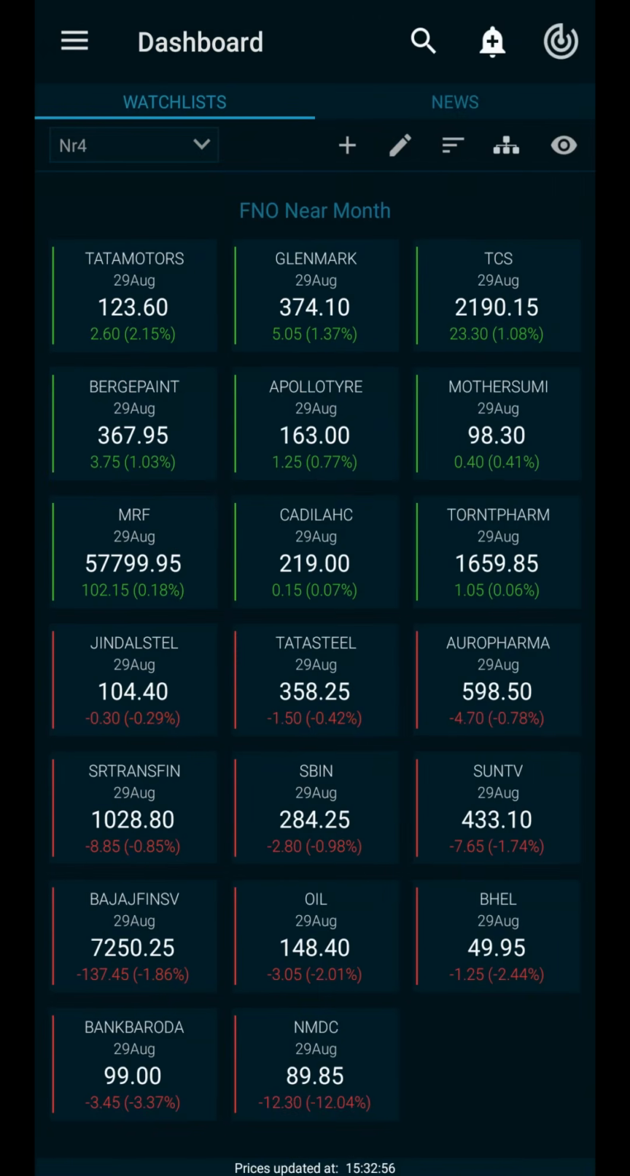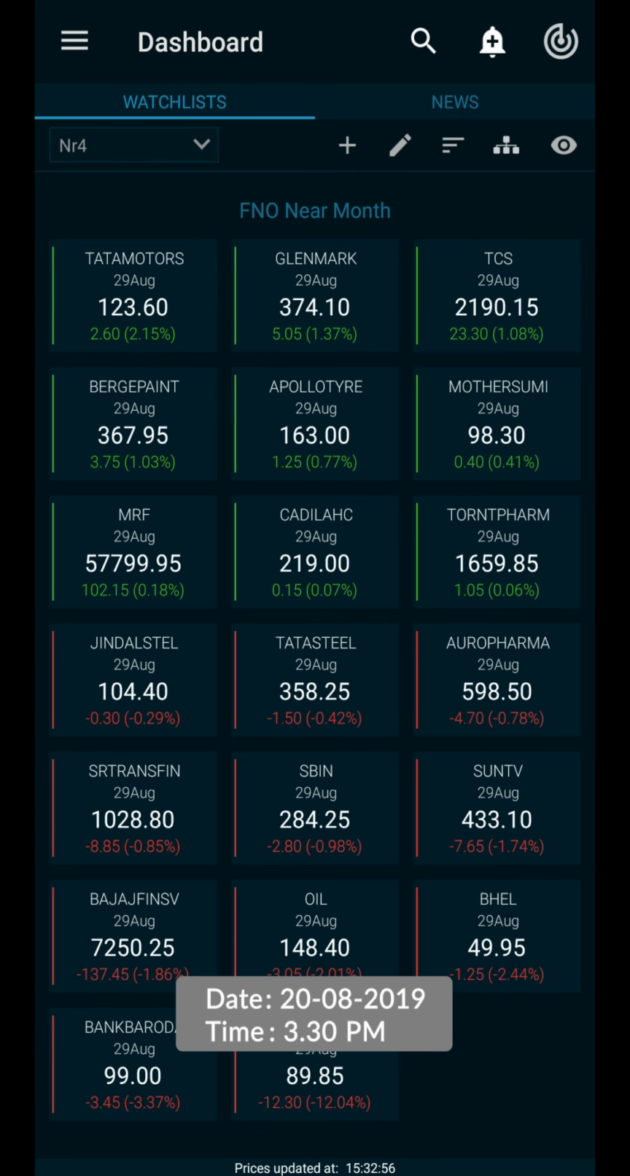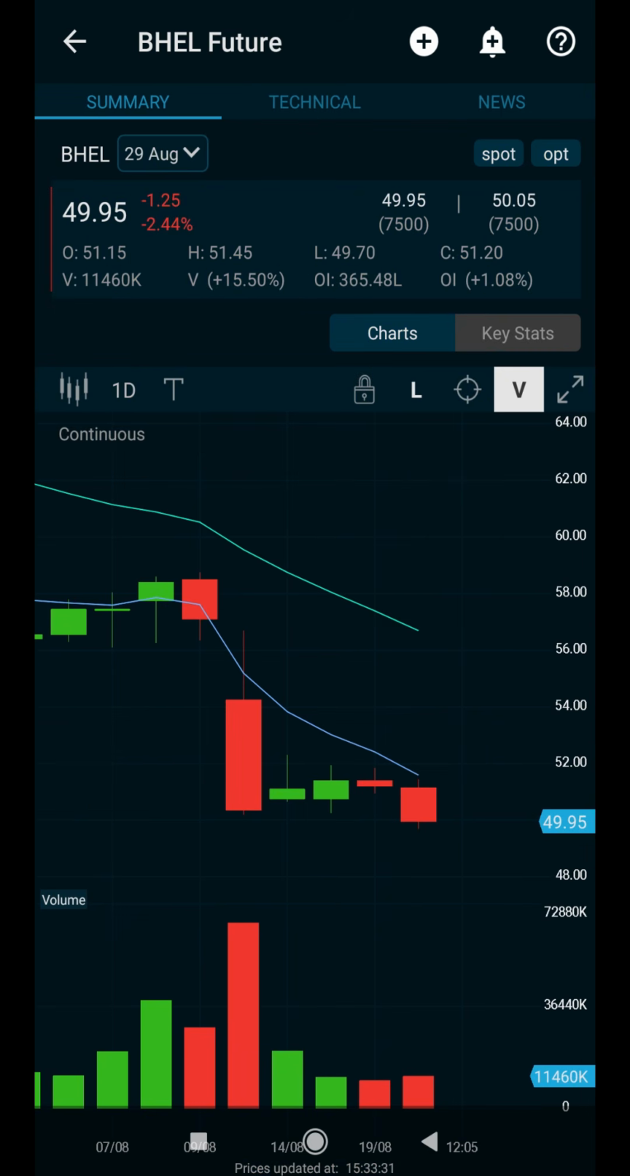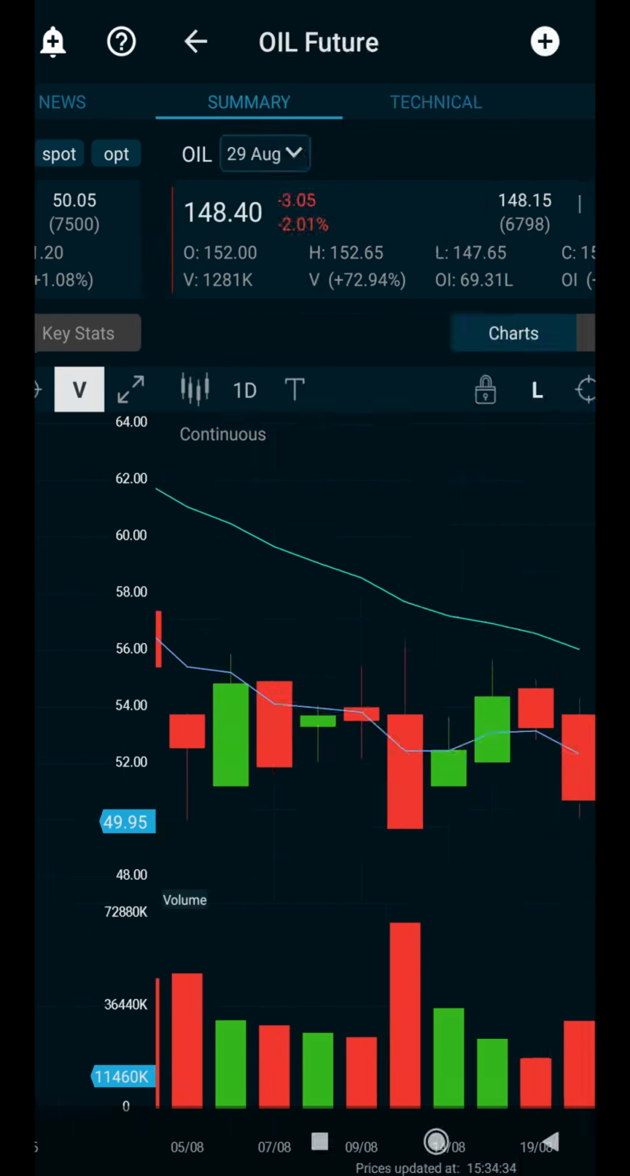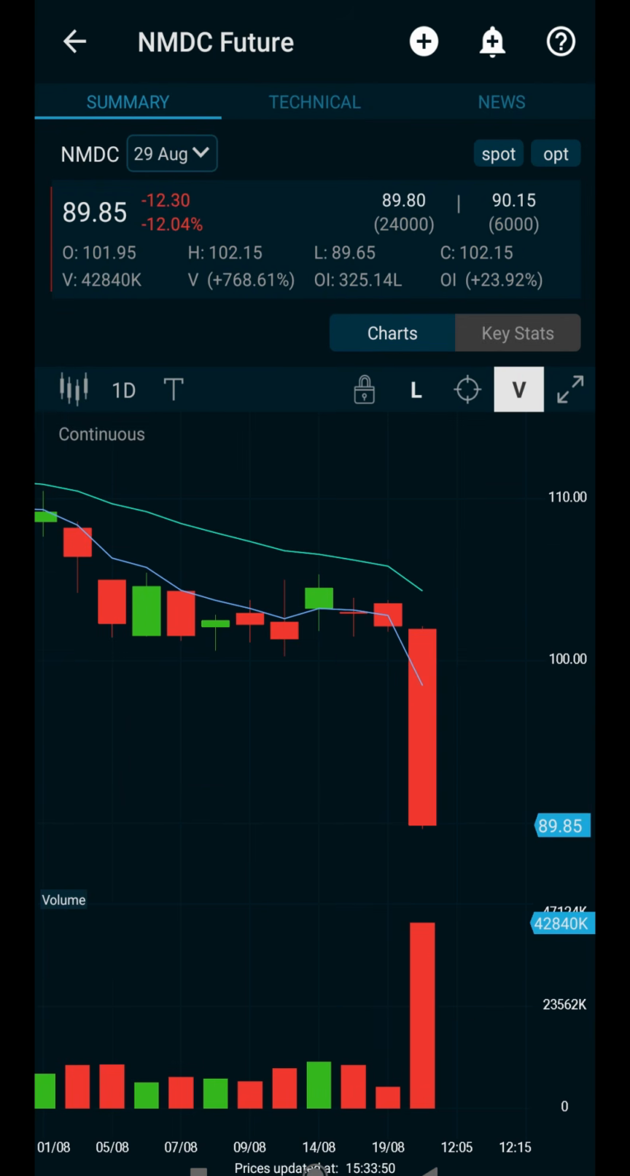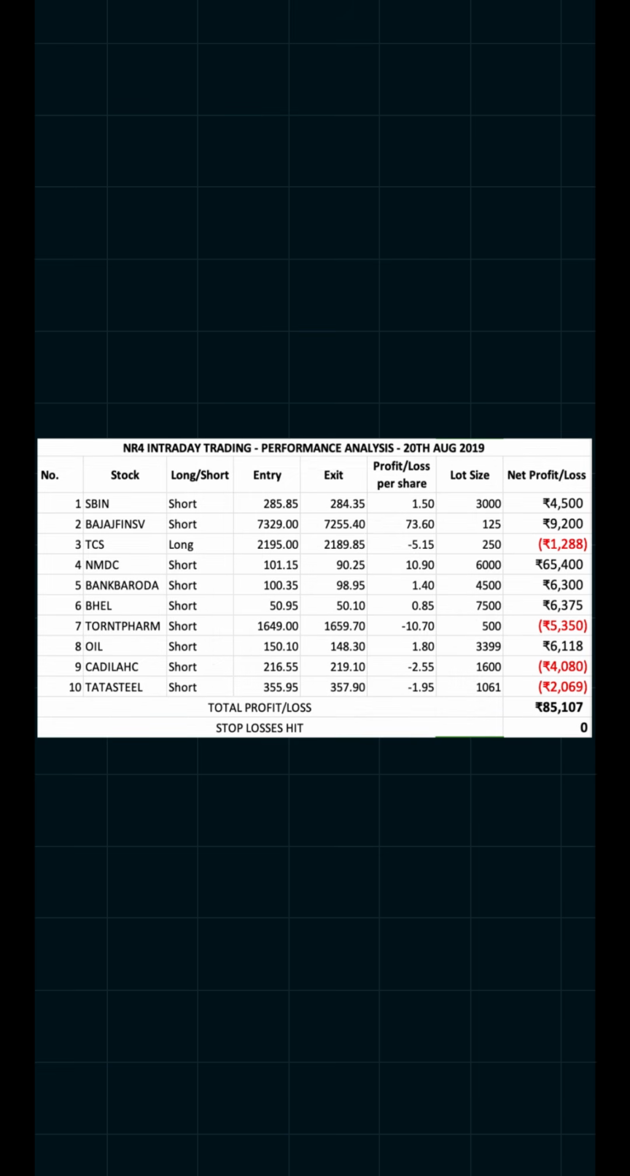At the end of the trading day, let's look at how our trades performed. The market is closed. On a quick browse through the charts, you can see that most of our trades seem to have done well, with especially one star performer, NMDC. Huge fall in that stock. This table will give you a better idea on the performance.